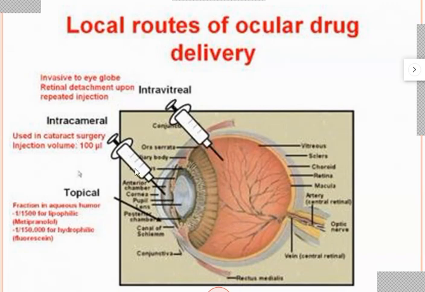And this is giving injection while doing cataract surgery. We can give adrenaline intracamerally. Intracameral means injection into the anterior chamber. This is the space, and this is the vitreous space. And this one is topical. Topical means only conjunctival instillation of the drug into the conjunctival sac.